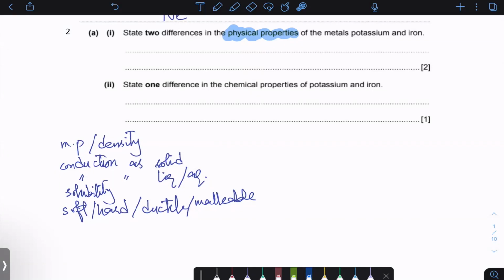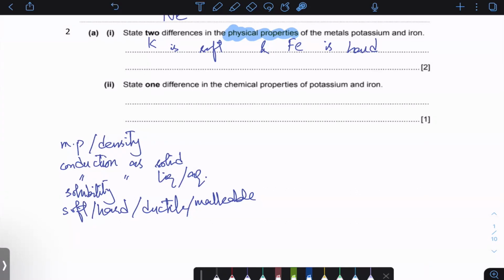So let's see. Two differences in physical properties. So first of all, potassium group 1 है, so it is soft. So potassium is soft and iron is hard. Now here's the thing. Don't say iron is not, because we always have to give answers that are positive. कि ये वो करता है, ये वो है. We will never say कि ये वो नहीं है. उसका हमें कोई फायदा नहीं है बात करने का. We have to say कि this is what it does, this is what it has.